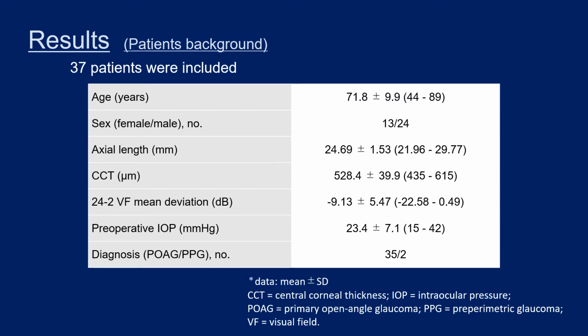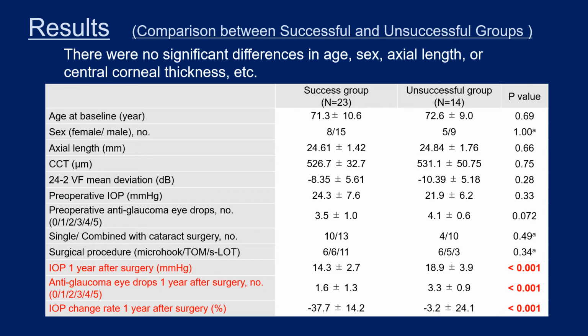Six eyes were excluded from the analysis because of poor quality AS-OCTA images, and eventually 37 patients were included. Patients' background is as shown. There were no significant differences in age, sex, axial length, central cornea thickness, etc. IOP 1 year after surgery, the number of anti-glaucoma eye drops, and IOP change rate 1 year after surgery were significantly lower in the successful group.